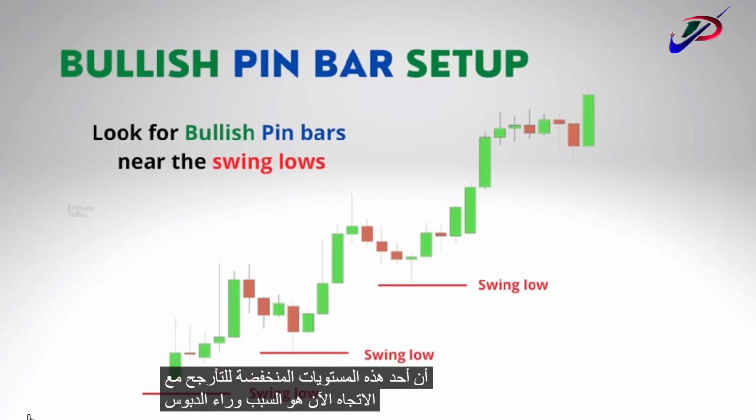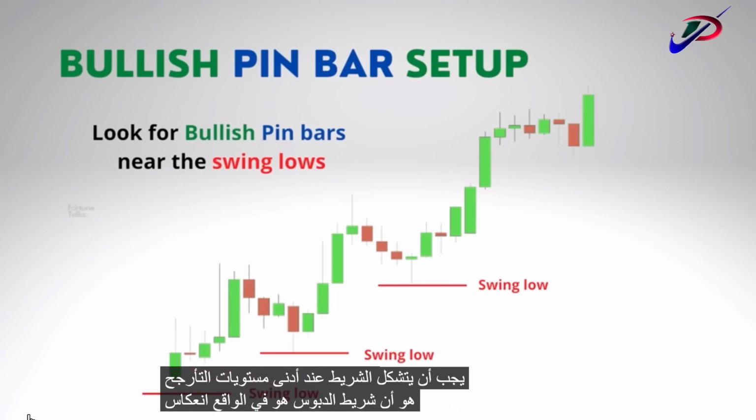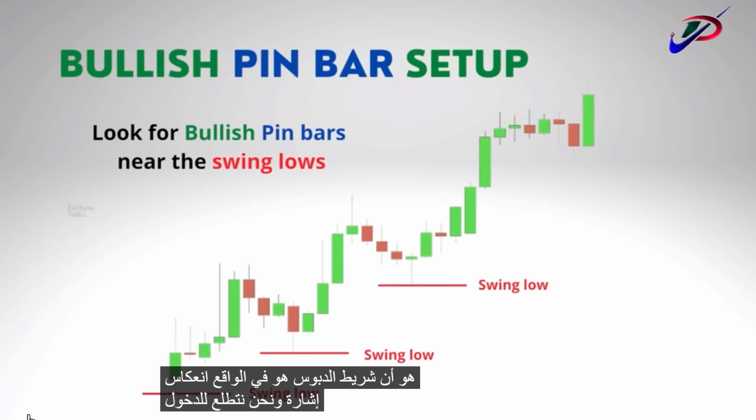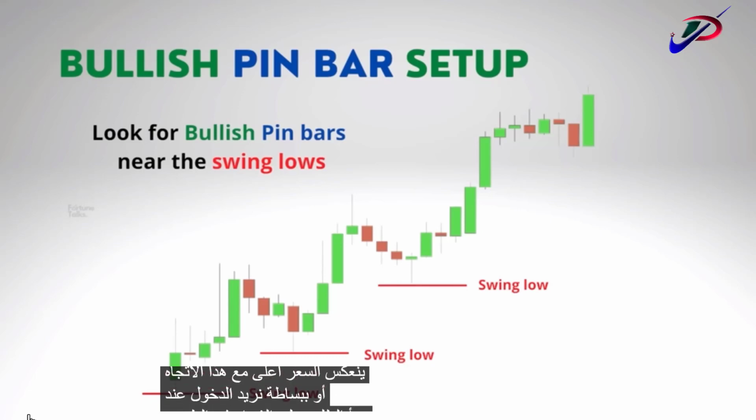Now the reason as to why the pin bar should be formed at the swing lows is that pin bar is actually a reversal signal, and we are looking to enter the bullish pin bar and make a profit as the price reverses higher with the trend, or simply we want to enter when the buying demand starts to kick in, and in addition to that we want to trade with the trend.